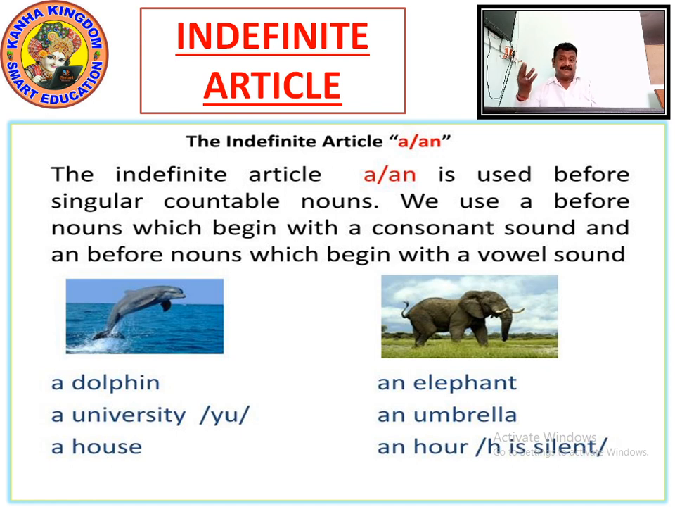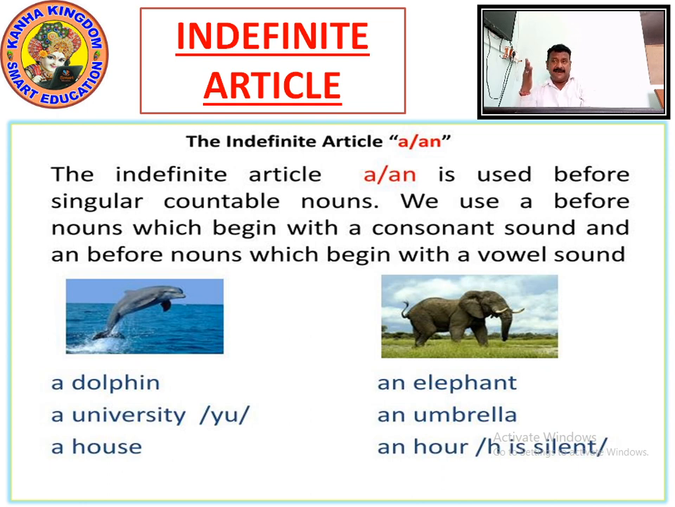So now let's see the examples. A dolphin, a university. U, university, sounds like a consonant sound. Why? U, university. When we talk about university, a house: a dolphin, a university, a house.